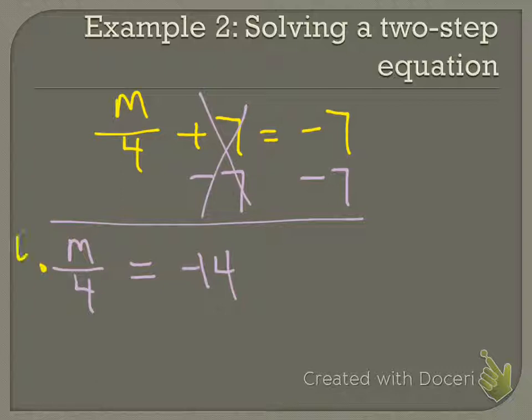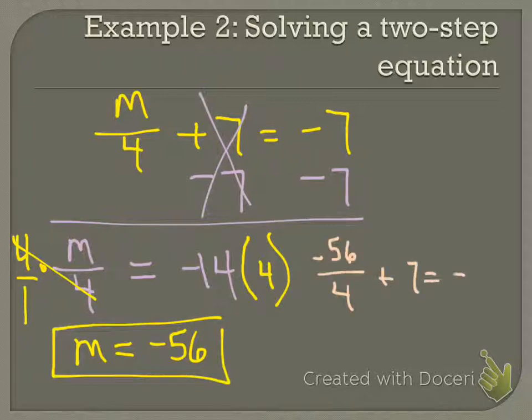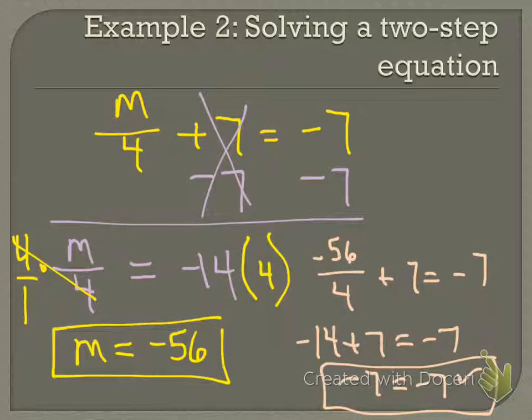Very good. Okay, pay attention. Multiply both sides by 4 over 1, or 4, and m equals negative 56. Plug it back into the original. Negative 56 divided by 4 is negative 14, and negative 14 plus 7 is negative 7. All right? So that's it for example 2.